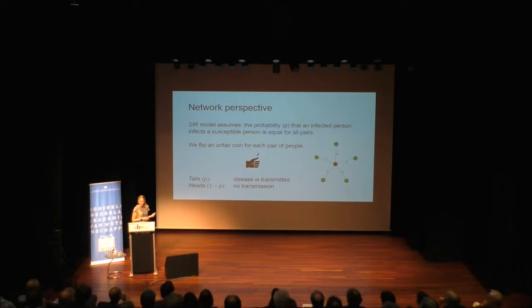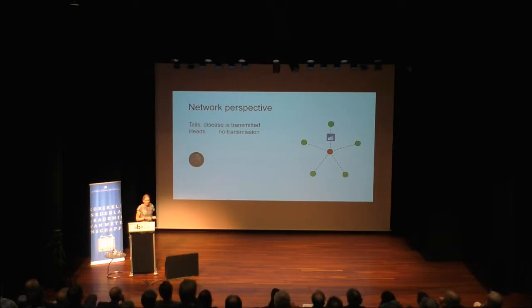We'll just flip a coin, an unfair coin. It lands on tails with probability P, and then the disease is transmitted. If it lands on heads, there's no transmission. So let's see, there's the glider. We flip, we get heads, there's no transmission. Flip again, heads again, no transmission. I don't know what I did, but okay, it's on automatic.